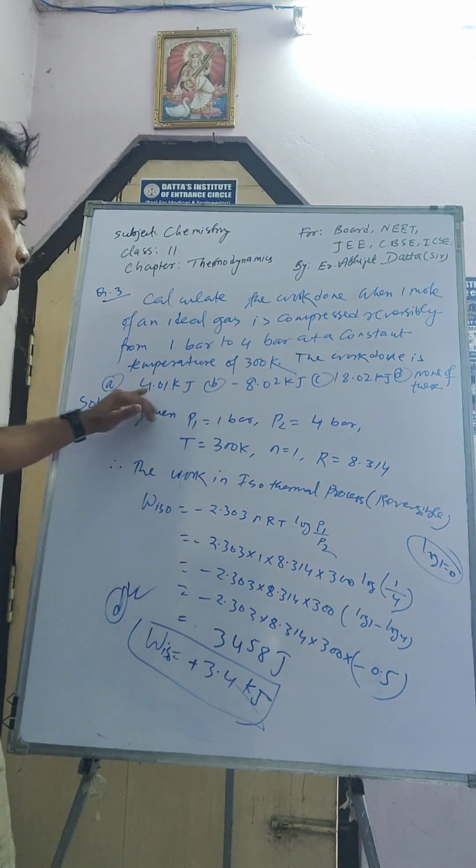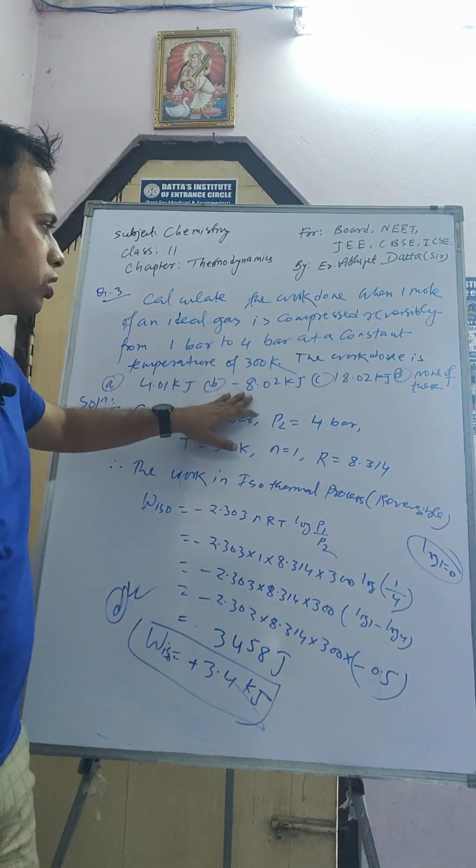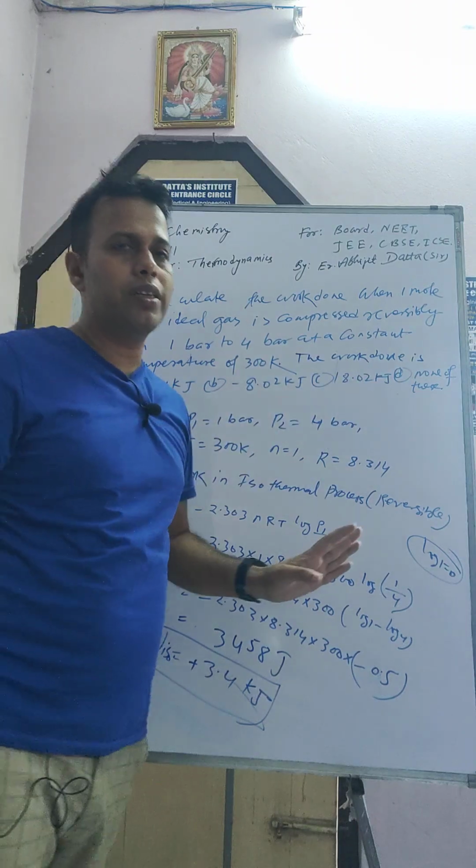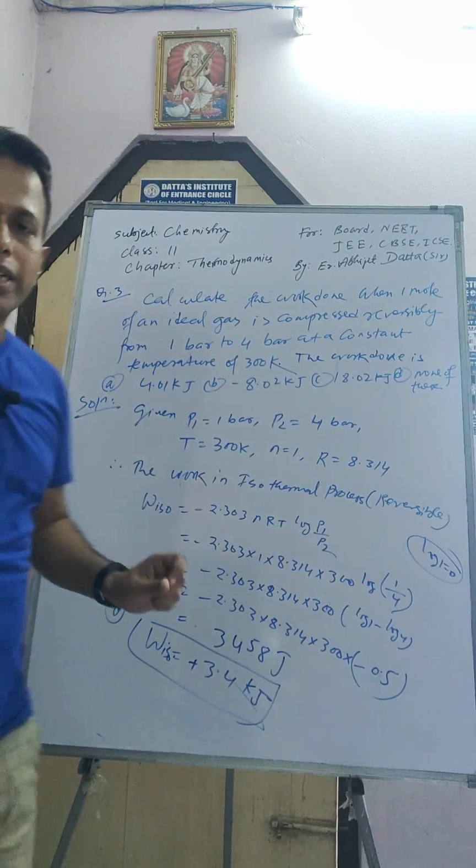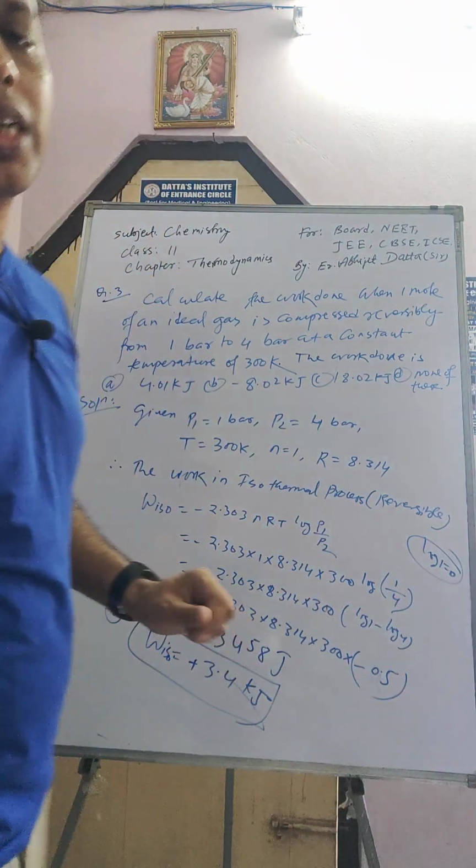So option A is not correct, option B is also not correct, option C is not correct. So which option is correct? Option D is the correct answer. Okay, option D is the correct answer.